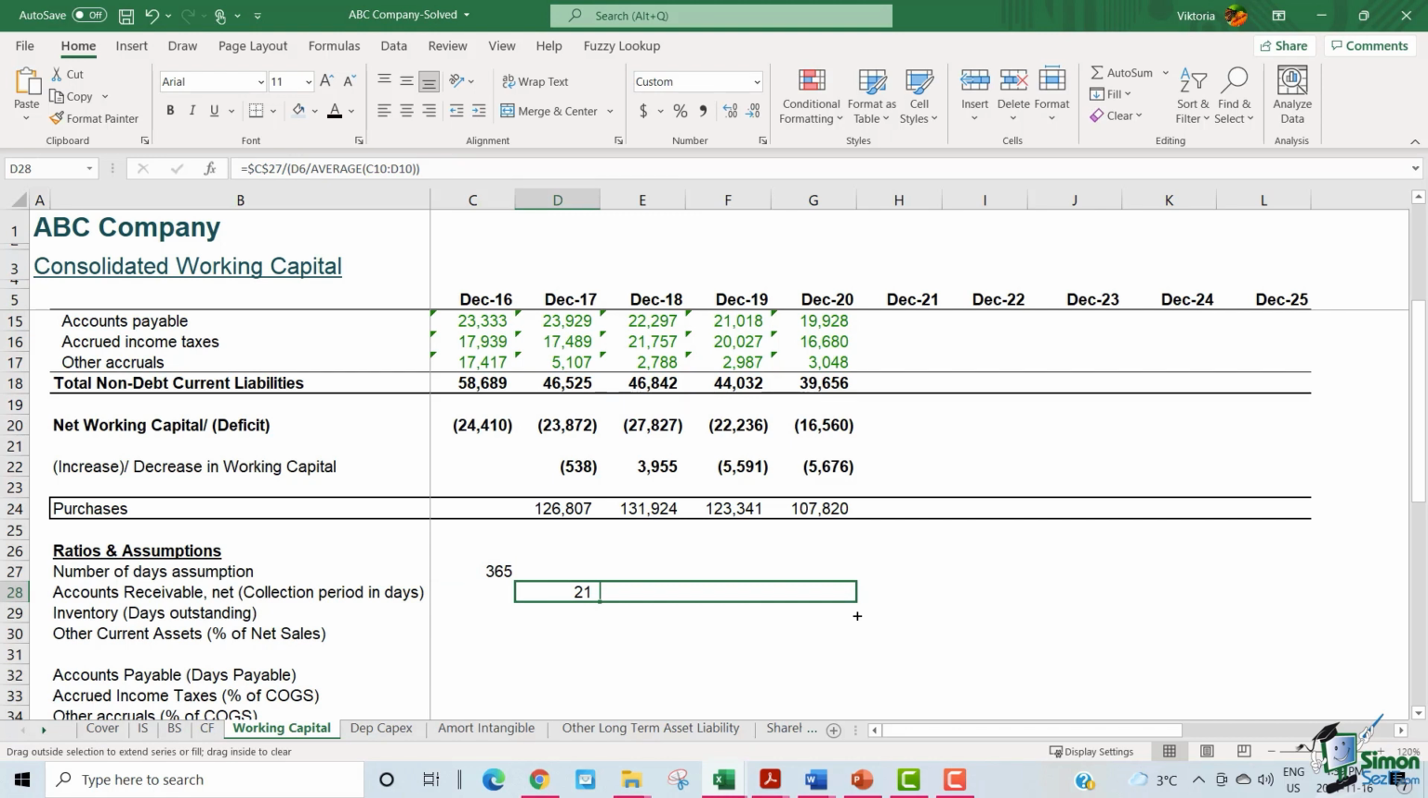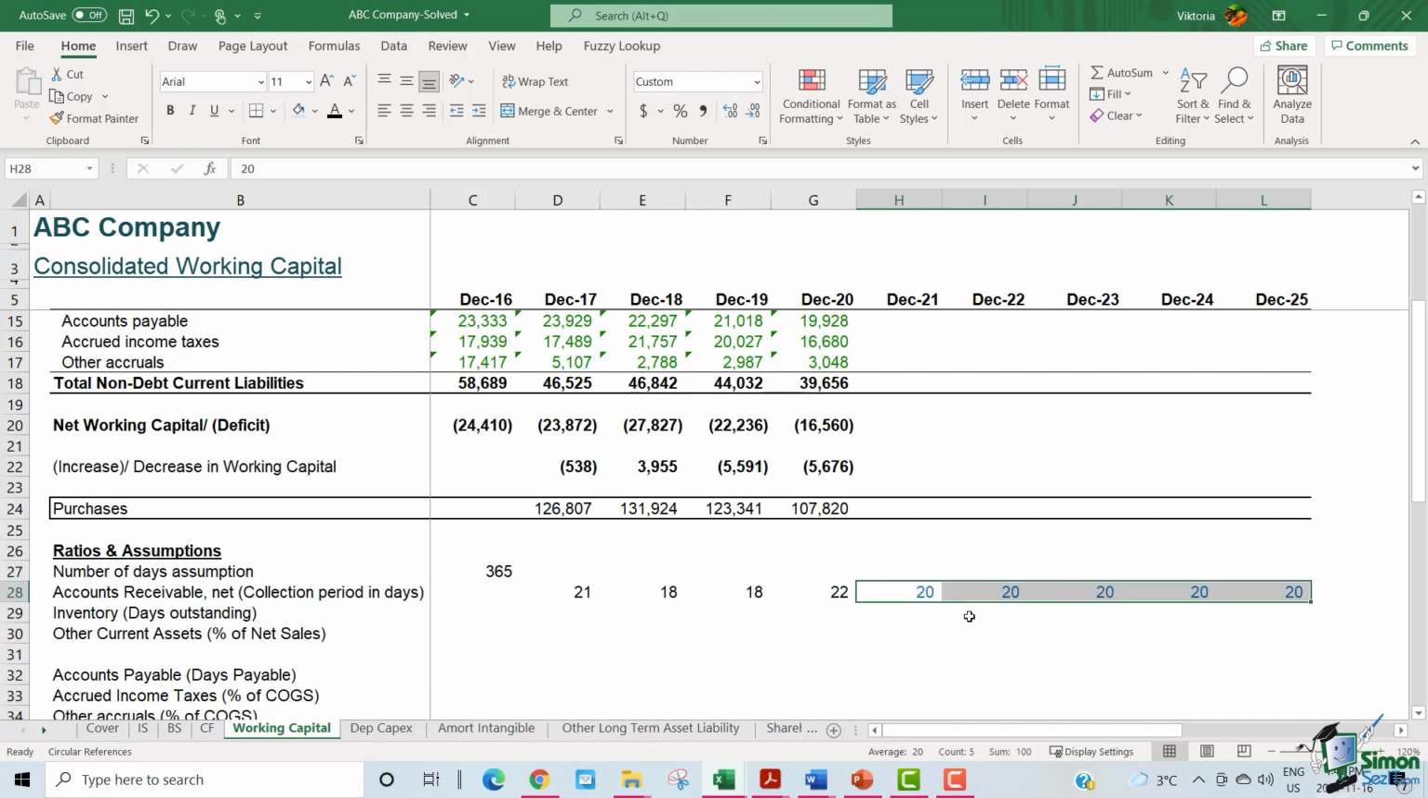We drag this formula across. The average over the past 4 years is around 20, so we can use that number as the average accounts receivable collection period in days. These figures are in blue because we used an assumption to arrive at these figures.